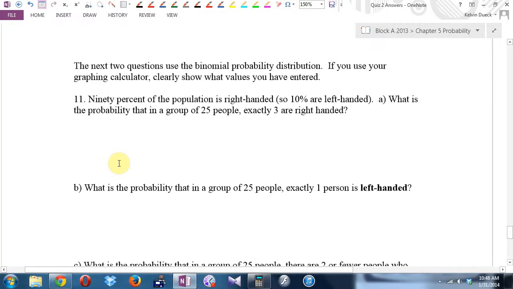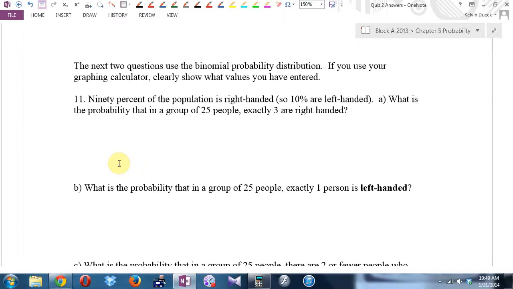Number 11. I wrote here the next two questions use the binomial probability distribution. Here's how else you could tell without me giving you the hint. In number 11, how many people are there grand total that we're selecting from? 25. Do I want you to do a 25-level tree? So it's either bucket or binomial. How do you know binomial and not bucket? Because the odds don't change. The odds of one person being left-handed is the same as the odds of the next person being left-handed, and the next. The fancy word for that was independent.